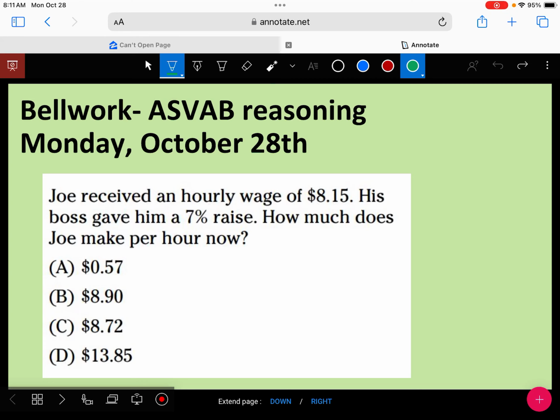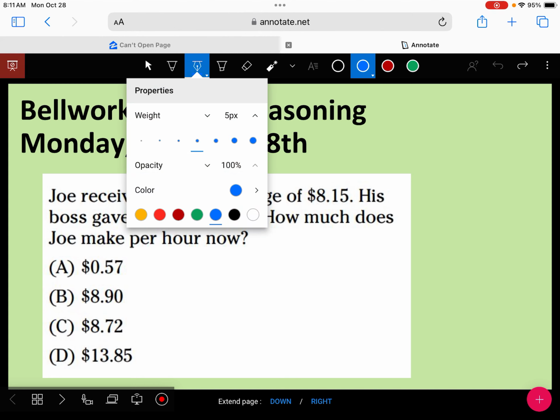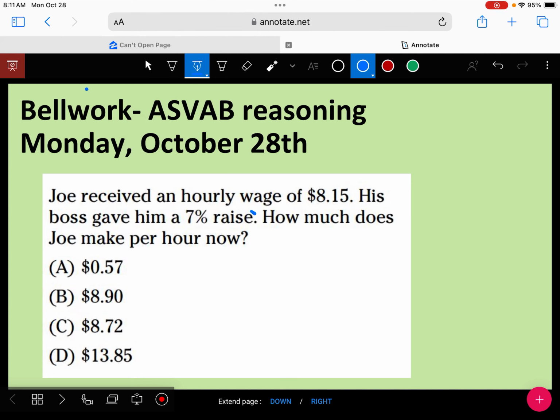So it says Joe received an hourly wage of $8.50. His boss gave him a 7% raise. So we need to add 7%. So does anyone know how to convert 7% to a decimal? Would that be 0.7 or 0.07?